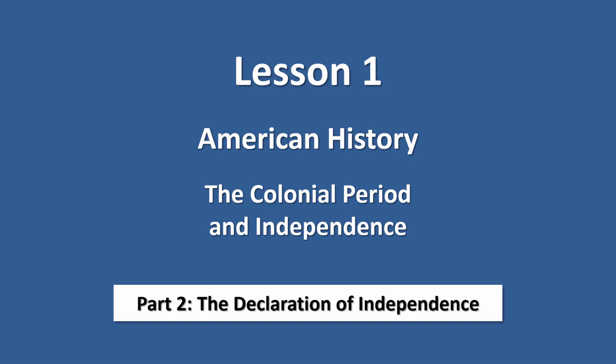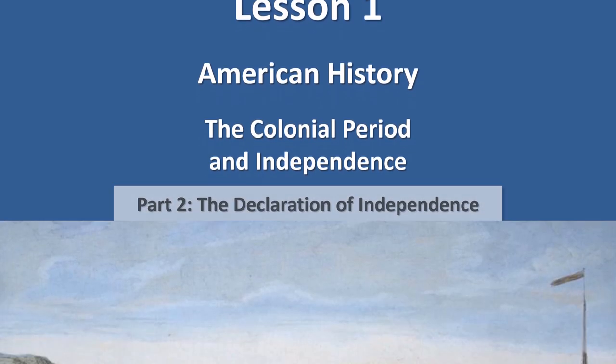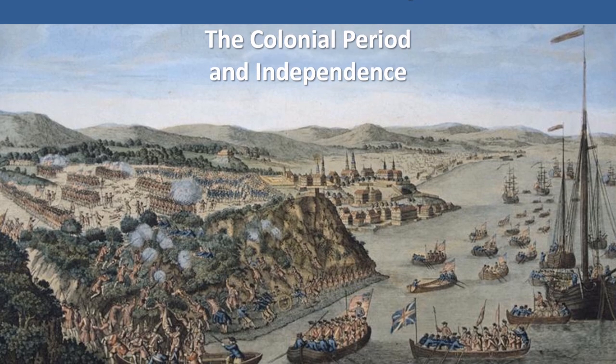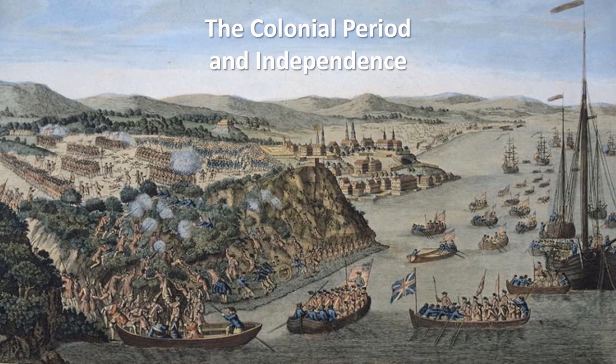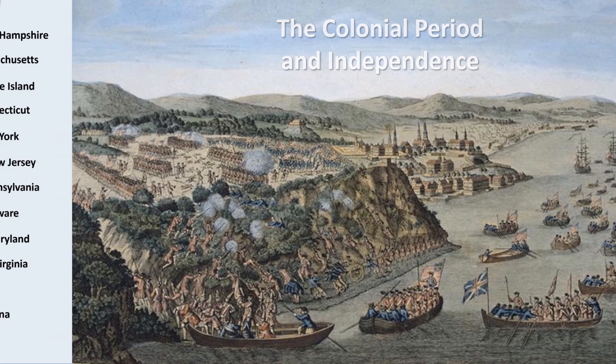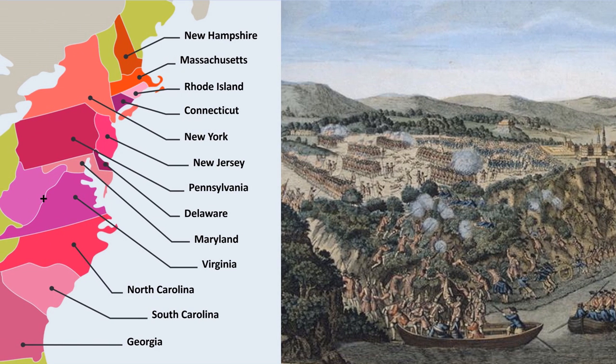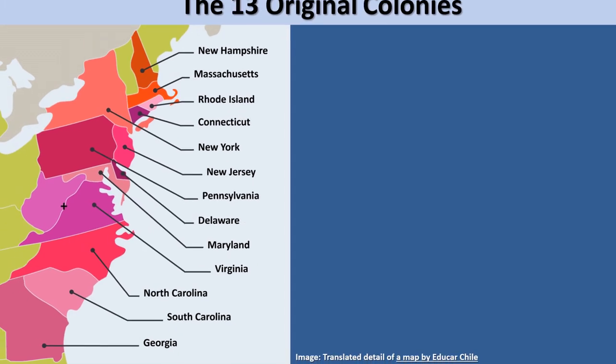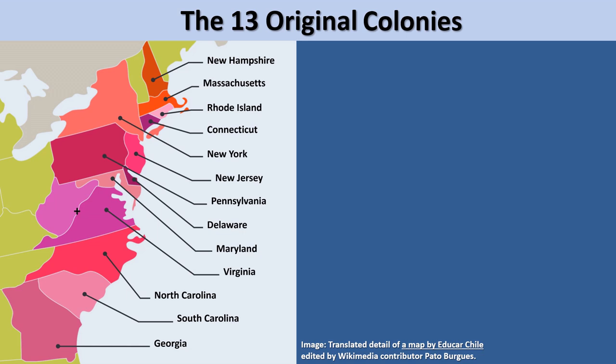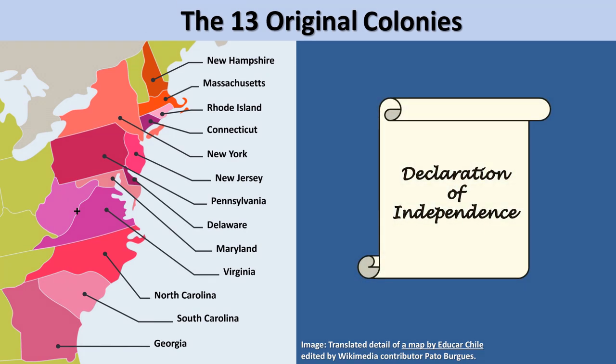By the end of the colonial period, the British Empire, the French Empire, and the Spanish Empire had colonies all along the east coast of North America, next to the Atlantic Ocean. 13 of the British colonies were to become the 13 original states of the United States of America. After July 4th, 1776, when representatives of each of the 13 colonies signed the Declaration of Independence, announcing that they were no longer a part of the British Empire, they officially became the first 13 states.